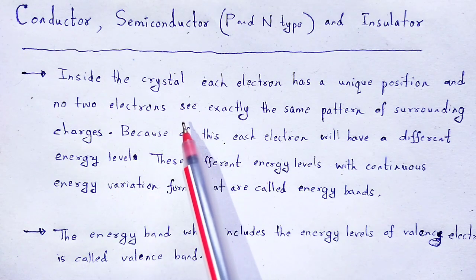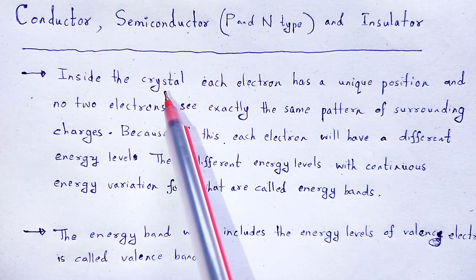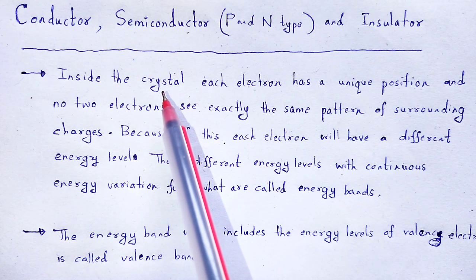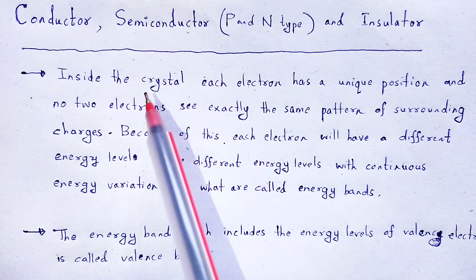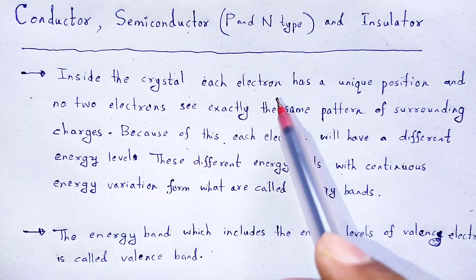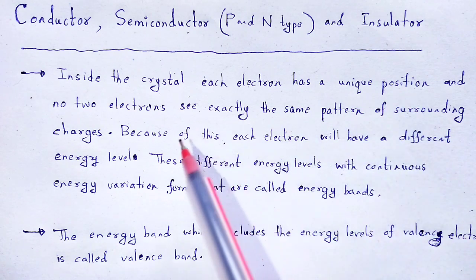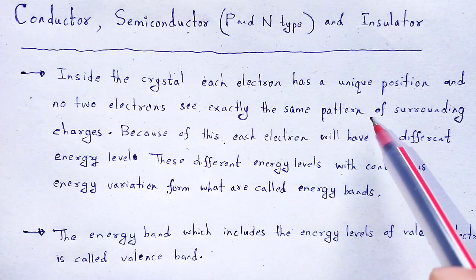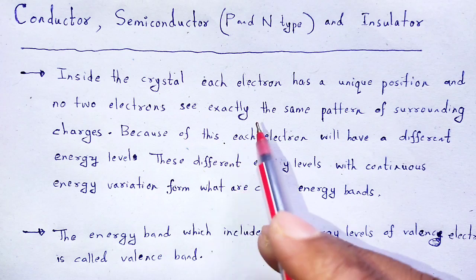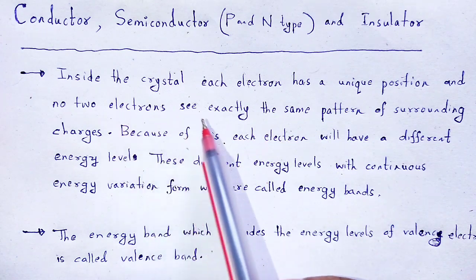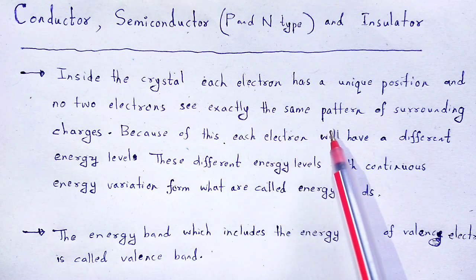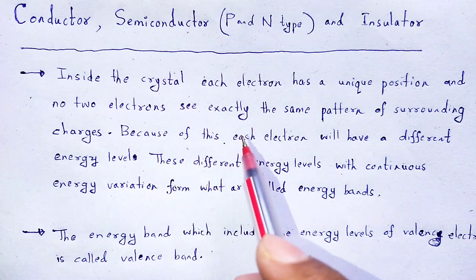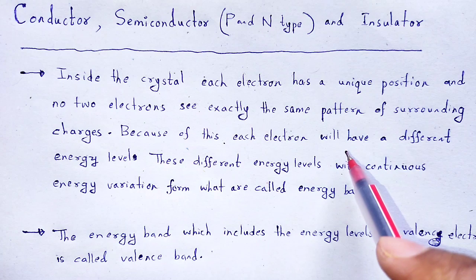Inside the crystal, that is the combination of a group of atoms arranged in an infinite array, basis plus lattice, we observe that each electron has a unique position and no two electrons see exactly the same pattern of surrounding charges. Because of this, each electron will have a different energy level.